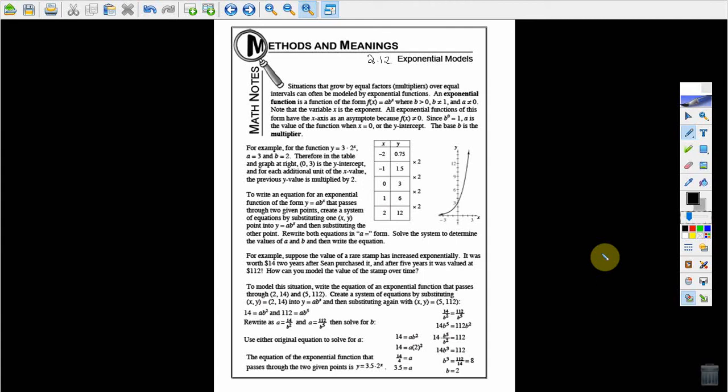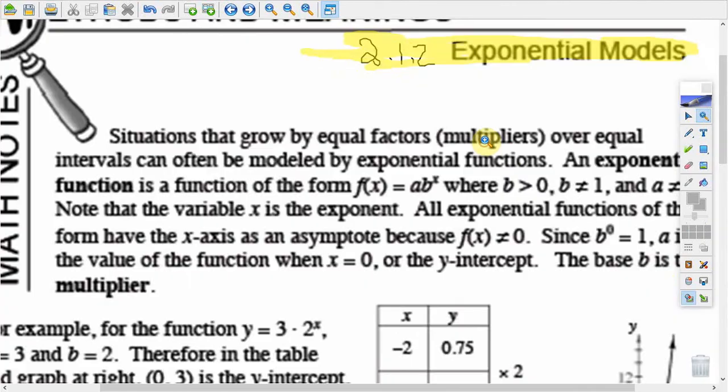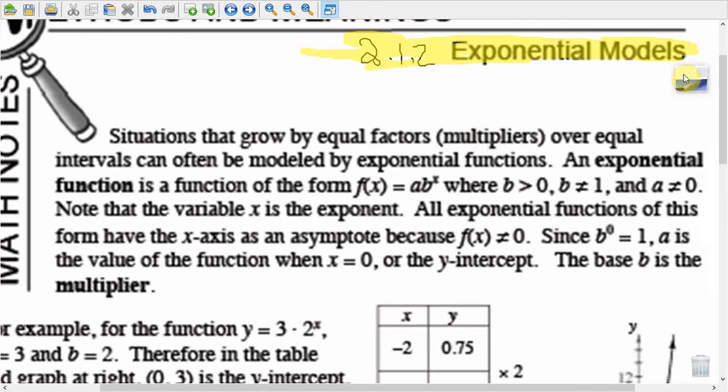This is going to be Math Notes 2.1.2 Exponential Models. We're going to do a little review of how to write exponential equations and model real-world situations with them. Alright, let's go through the Math Notes here to start things off. Just remind everybody what exponential equations are, why we use them, all that good stuff.